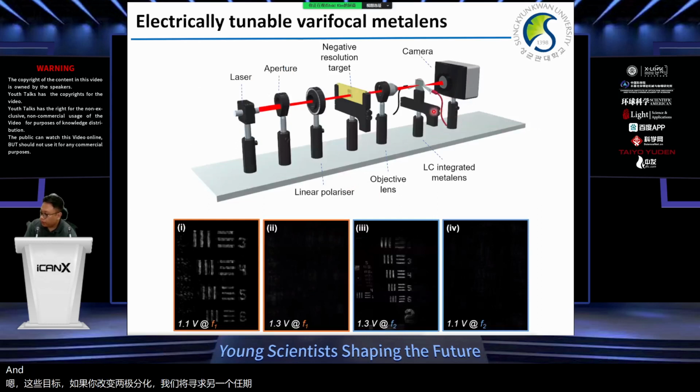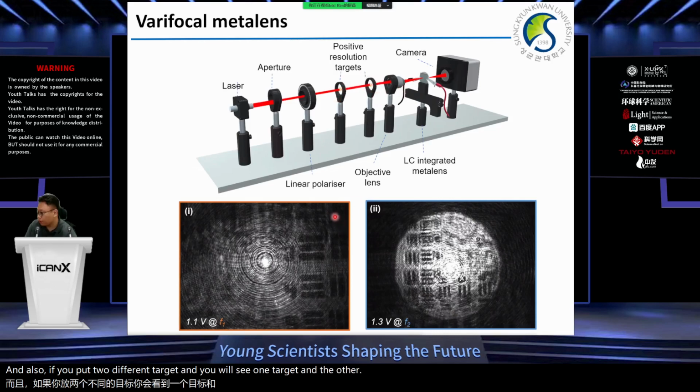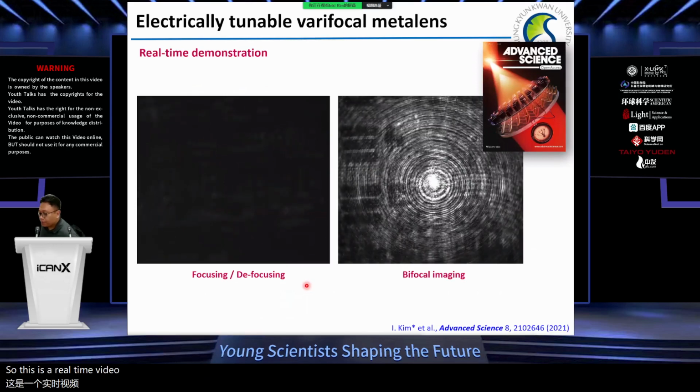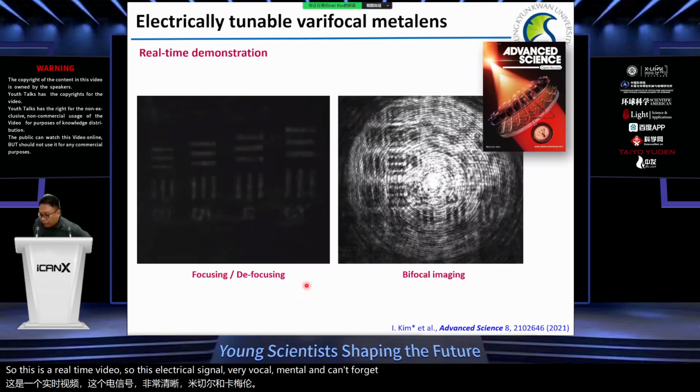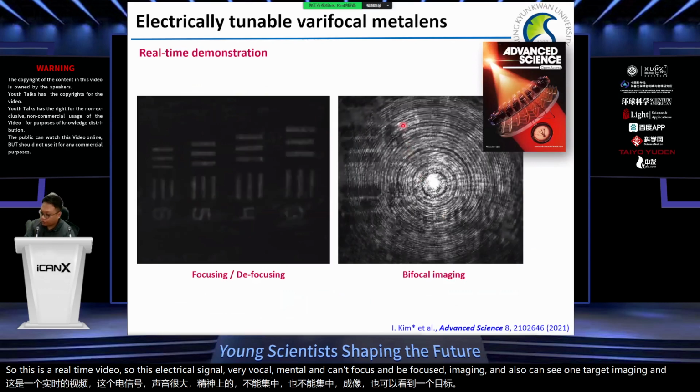And again, here we integrate the liquid crystal. Then simply by applying electric bias, you can focus and defocus. And also, if you put 2 different targets, then you will see one target and the other target simply by changing the voltage. So this is a real-time video. This electrically tunable varifocal metal lens can focus and defocus imaging, and also you can see one target imaging and the other target imaging.